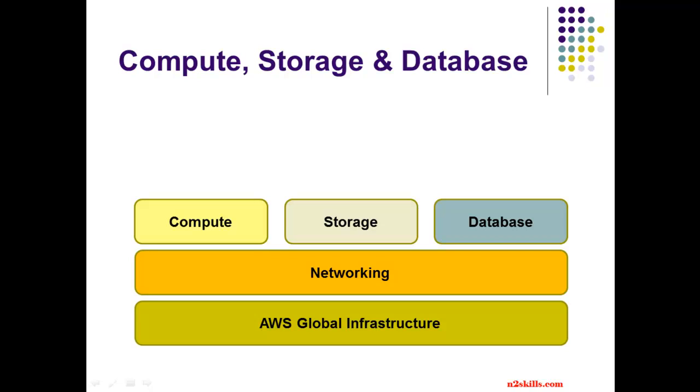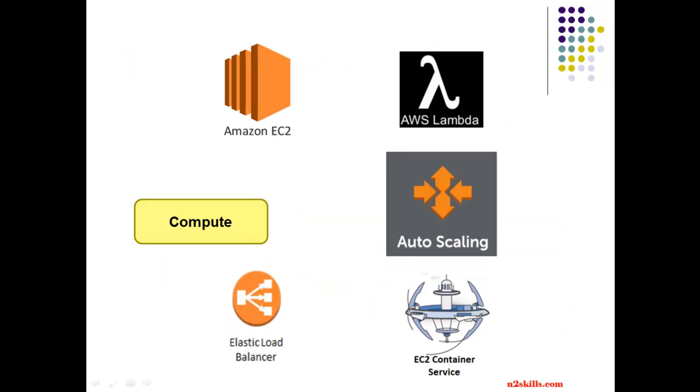Next building blocks are compute, storage, and database services. The most famous of the compute elements is Elastic Cloud Compute, or EC2. It allows you to provision virtual instances inside your virtual private cloud. These instances can run on Windows as well as any flavor of Linux.